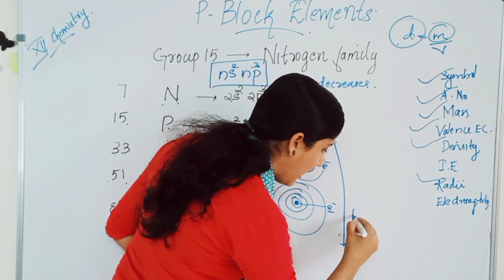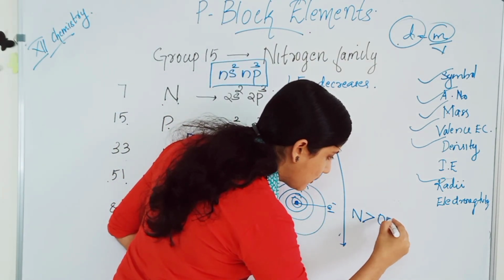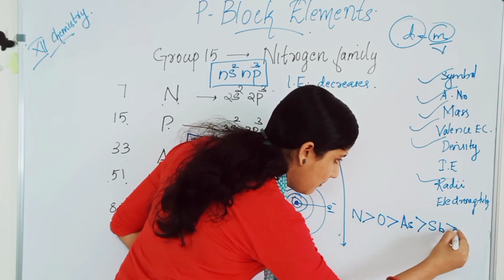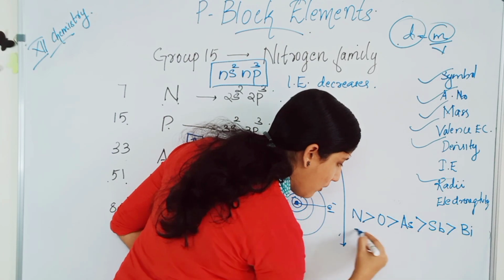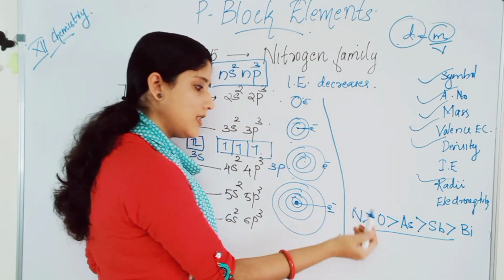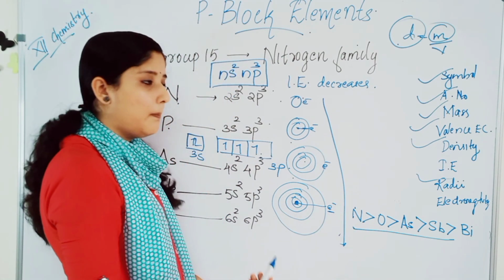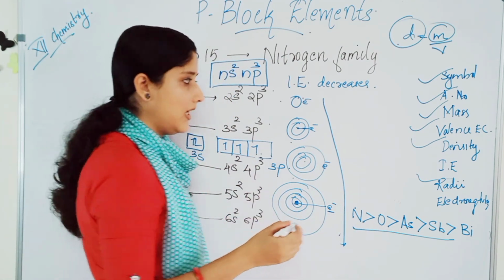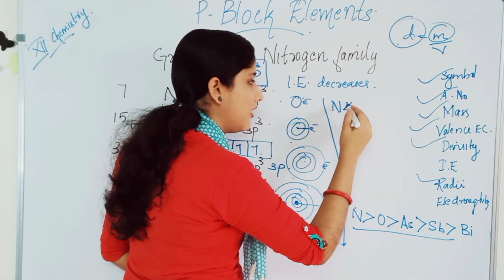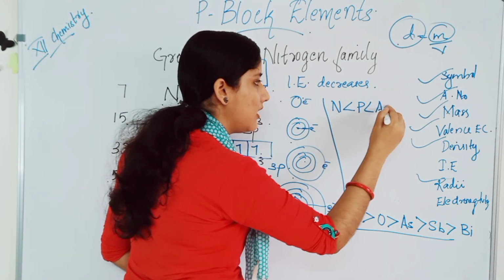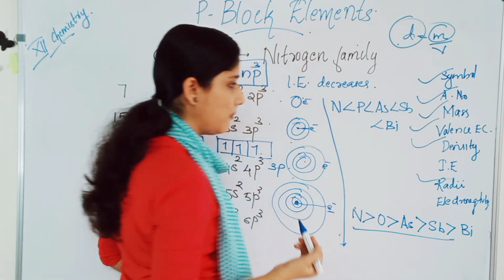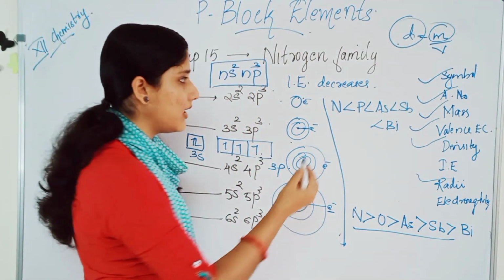Electronegativity is high for nitrogen, oxygen, arsenic, antimony, and then bismuth. This is the order of electronegativity and first ionization enthalpy, but the atomic radii order is what? Nitrogen less than phosphorus, arsenic, antimony, and then bismuth. Okay, atomic radii order is this.